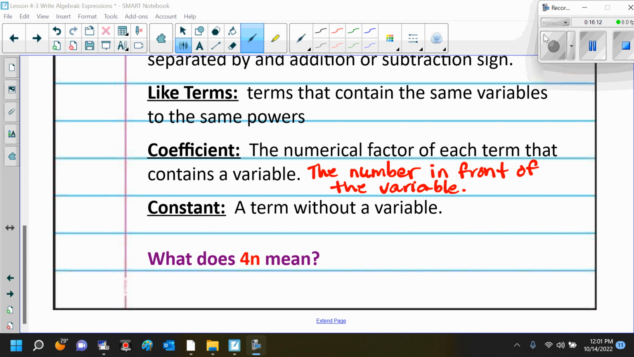So what does 4n mean? Does anybody know what 4n means? Good. 4n means 4 times n. Please make sure you write that down.